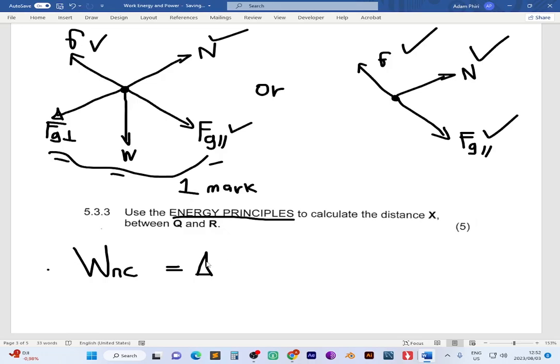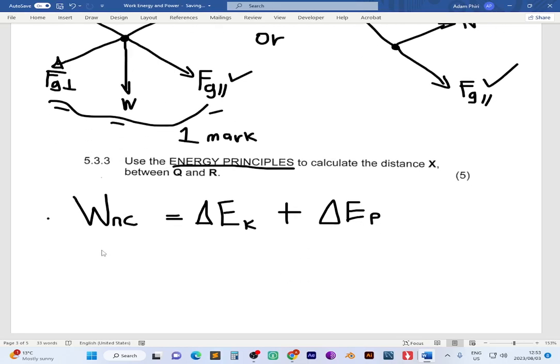So that's the change in kinetic energy. I'm struggling to write the delta there, you know. So change in kinetic energy, plus change in potential energy. So that's the non-conservative force. So for the non-conservative force, we look at a component.